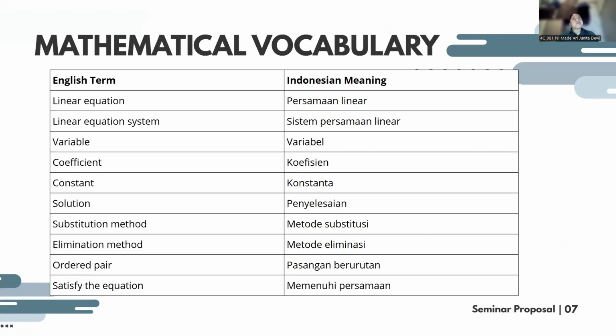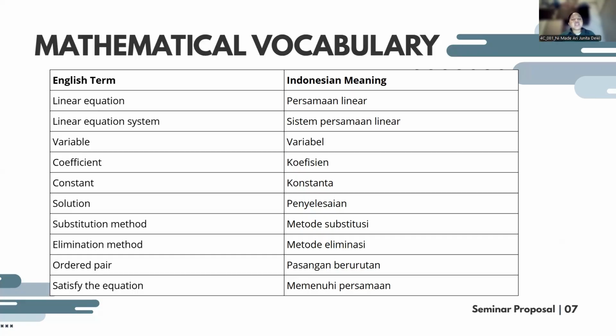And the next is not about the material, but this is a case vocabulary on this material. Before we continue, let us look at some important vocabulary related to this topic. The first word is linear equation, which means persamaan linear. The second is linear equation system, which means sistem persamaan linear. And next we have variable. A variable is a symbol that represents an unknown value such as x or y or another one.